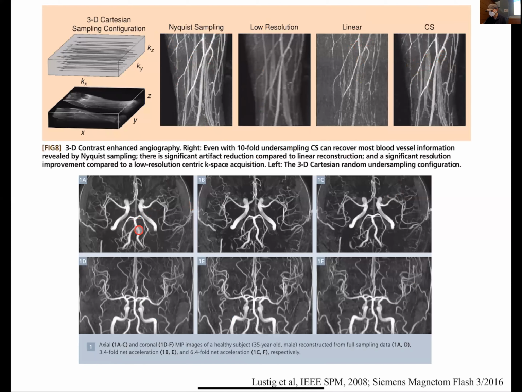Here, once again, we see if we do full sampling. Now we go 3 times as fast, and here we go 6 times as fast. So you can see it does remarkably well. Okay.